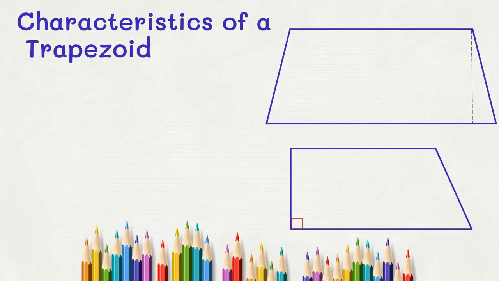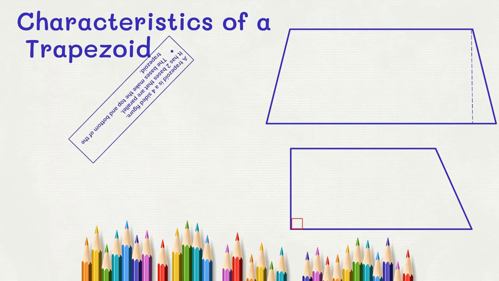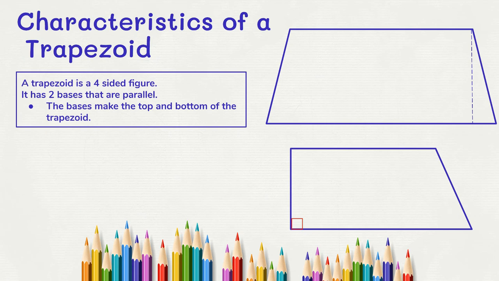Let's look at characteristics of a trapezoid. If you look at the two trapezoids that are drawn, these are both trapezoids. One thing you notice about them, they both have four sides, so it is a four-sided figure. It has two bases. So instead of, like a triangle, when you have one base, it has two bases. The top and the bottom, the lines that are parallel to each other, are going to be your bases.